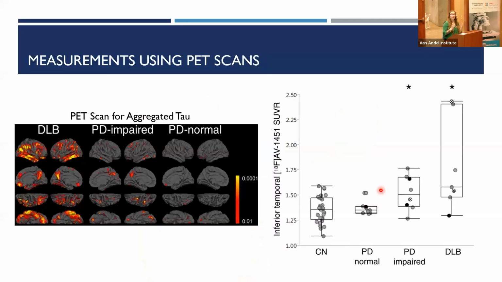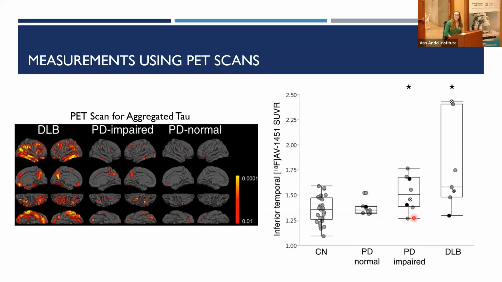So when they use PET scans to look at patient brains, you're going to see the patient brains shown in gray, and the areas of red to yellow show increasing signal from the tracer, showing increased amounts of aggregated tau protein in that place in the brain.